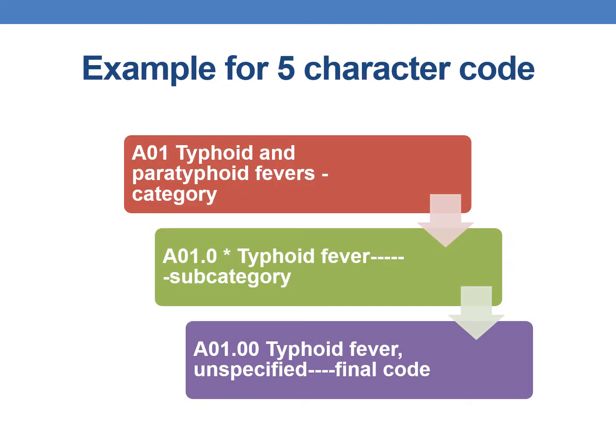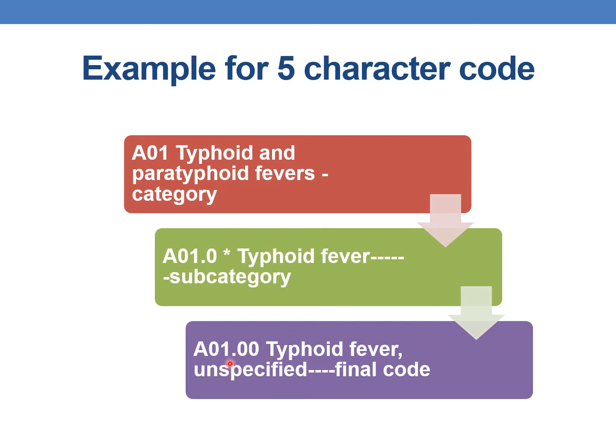Example for a 5-character code. Here you can see A01. This is a 3-character term and this is considered a category of typhoid and paratyphoid fevers. Now it is divided into subdivision with 4 characters, that is A01.0. The star mark indicates there is further subdivision. A01.1 indicates typhoid fever.